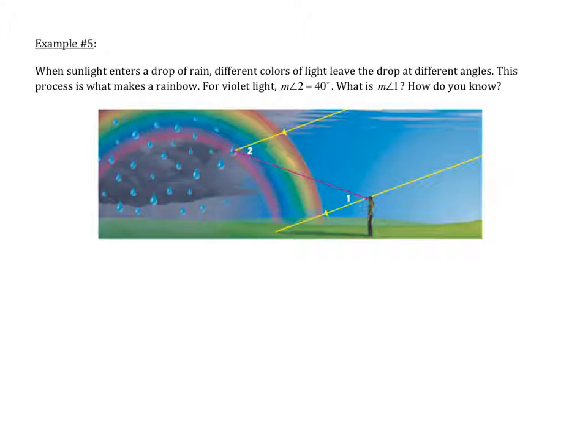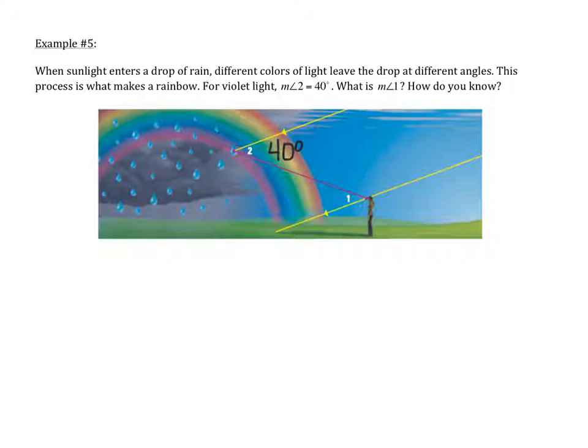Our last problem is example number 5. When sunlight enters a drop of rain, different colors of light leave the drop at different angles. This process is what makes a rainbow. For violet light, the measure of angle 2 is equal to 40 degrees. What is the measure of angle 1? How do you know? So looking at this diagram, we know that angle 2 is 40 degrees.